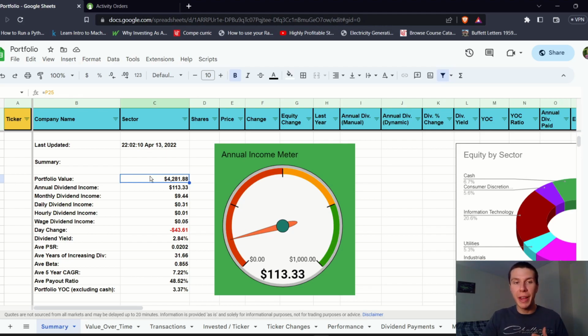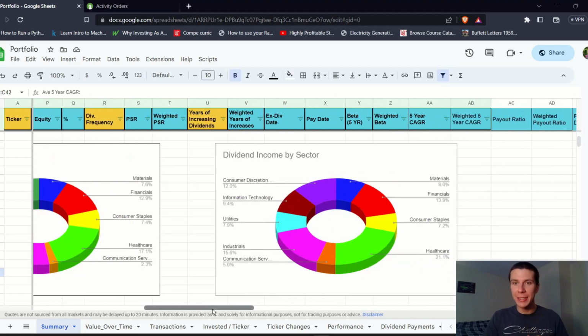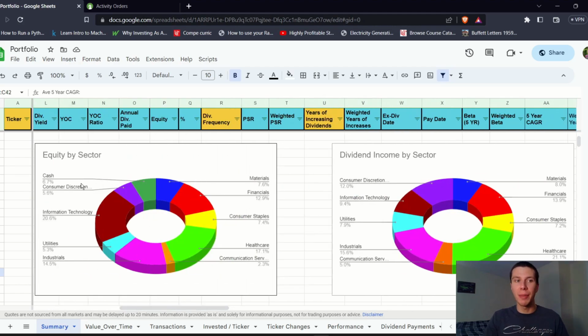The total portfolio value is now around $4,200, almost $4,300, which is pretty exciting. And our average 5-year dividend CAGR is 7.22% now, with a yield of about 2.8%. And then these are all the breakdowns by sector of equity and then dividend income.